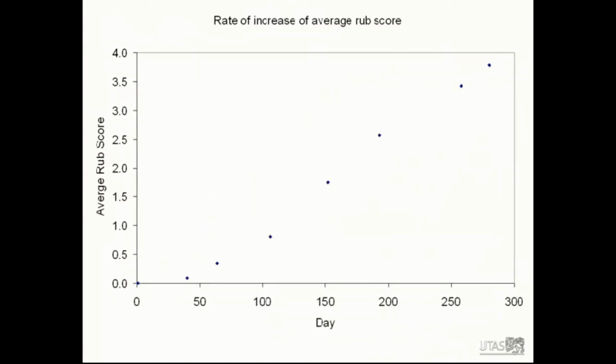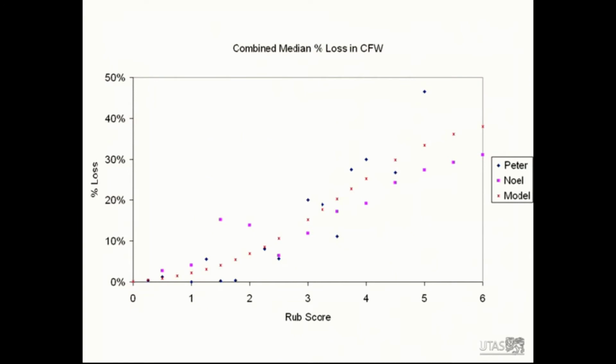And then we found that this time the average rub score is up here, and this is time over here, and you've got essentially a straight line here as the rub score is increasing. The average rub score for the whole flock is increasing at a linear rate over time, so that was very nice. And finally we come to the area that caused the trouble earlier.